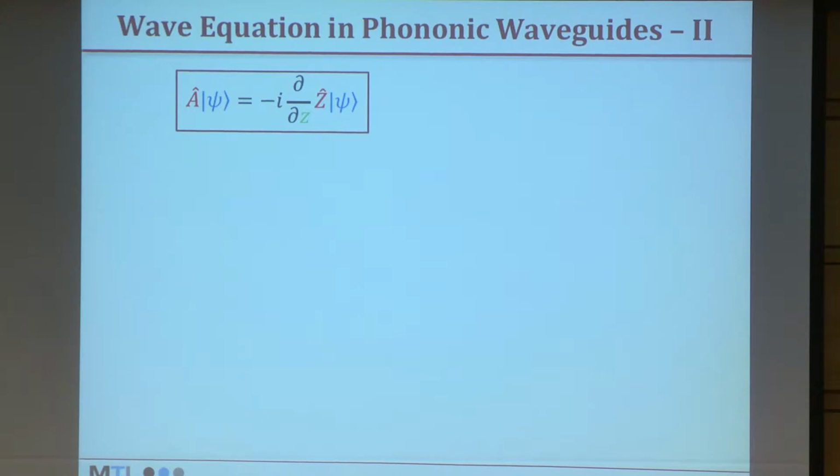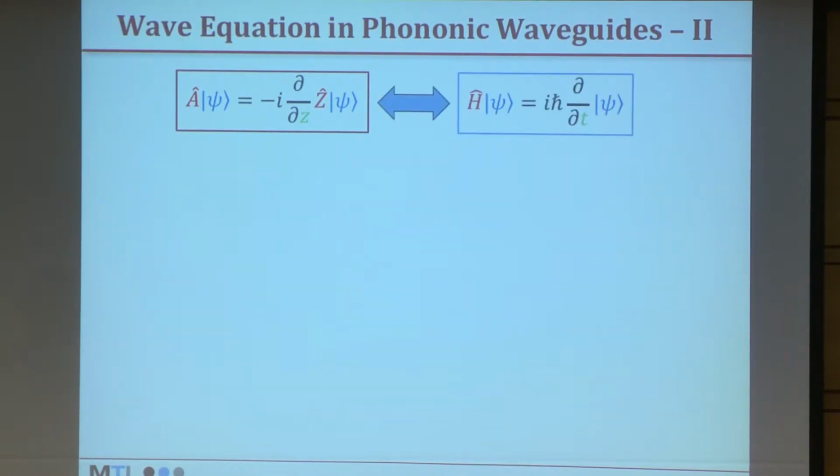And if you look at it long enough, it actually looks very familiar. Maybe it will look even more familiar if instead of A, we call it H, and just drop the Z for now, let's forget about it, and add i h-bar. This is basically the time-dependent Schrodinger equation. It has exactly the same form as the equations that govern acoustic wave propagation in solids.